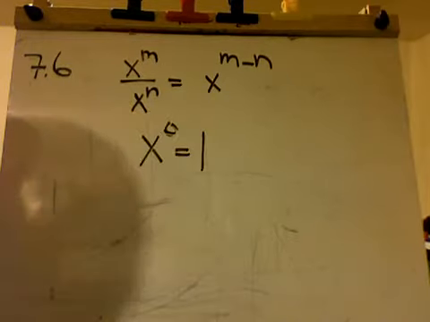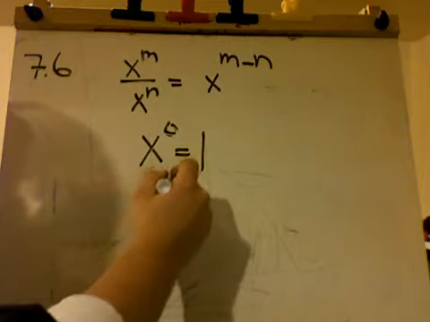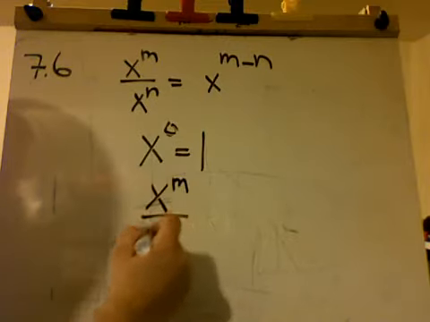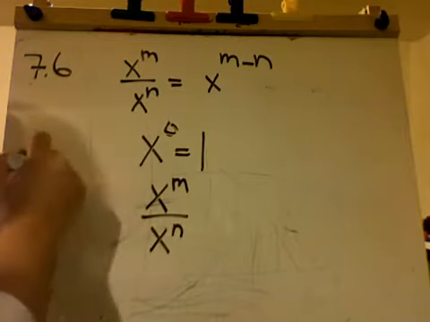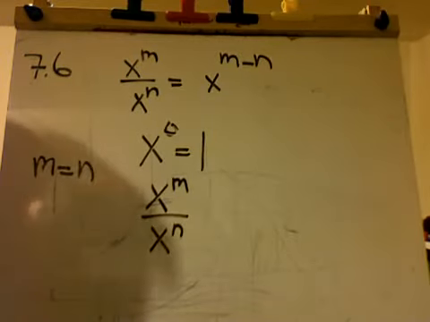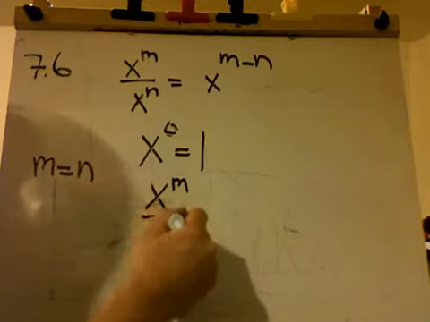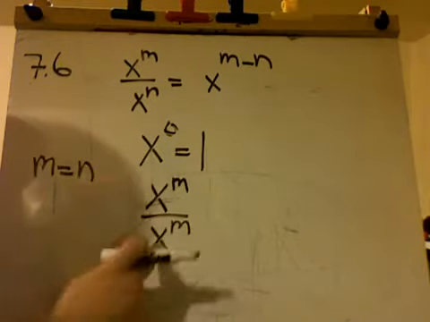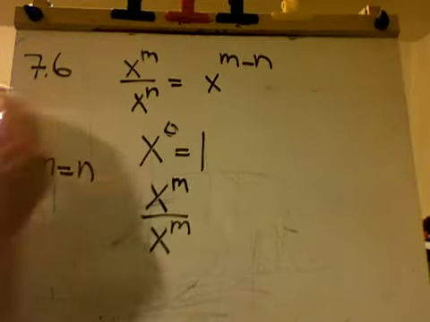Well, why is that? Well, let's look at this rule again. Okay, let's say that m and n are equal. Okay, so let's plug an m into here. We look at this and say, well, we've got x to the m over x to the m. Well, what is any number over itself? It's equal to a 1, right?